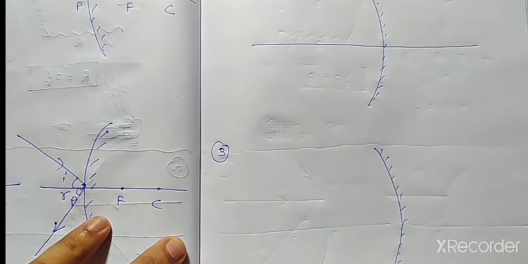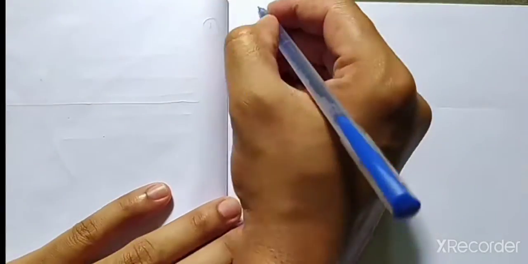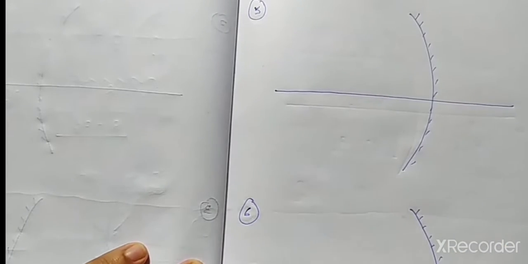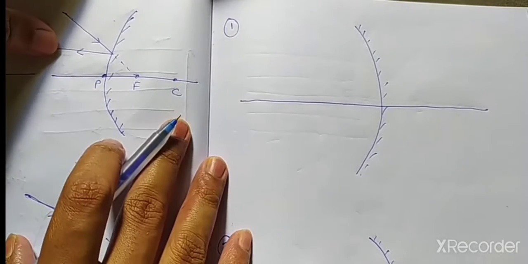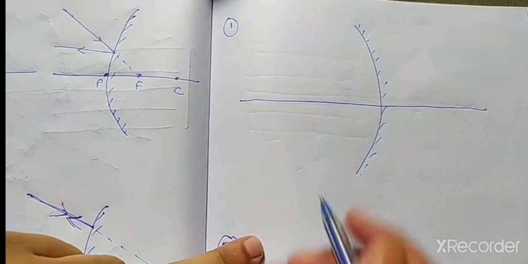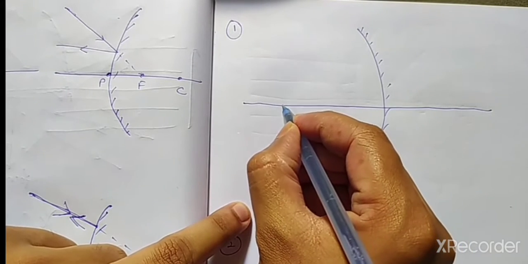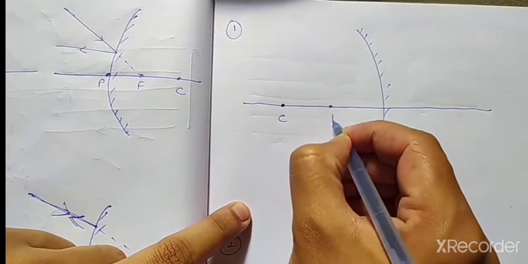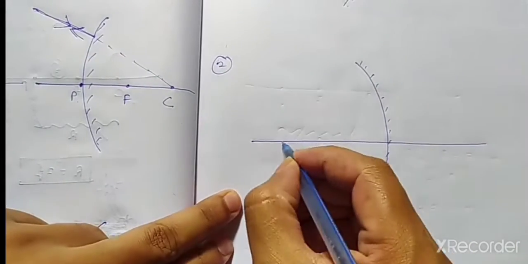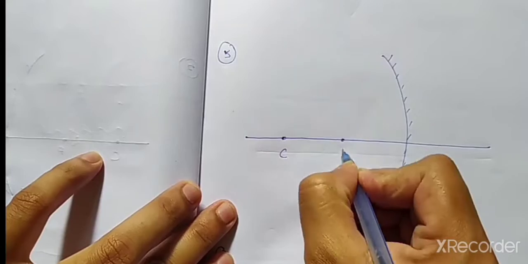About image formation by concave mirror. Okay, there are 6 mirrors. We have to draw concave mirrors first, four of them here. First, we have to label the pole, center of the curvature, principal axis, and focus point. There is a center of the curvature C, focus F, and principal axis P. For all the diagrams you should draw and label C, F, P: center of the curvature, focus, and principal axis.